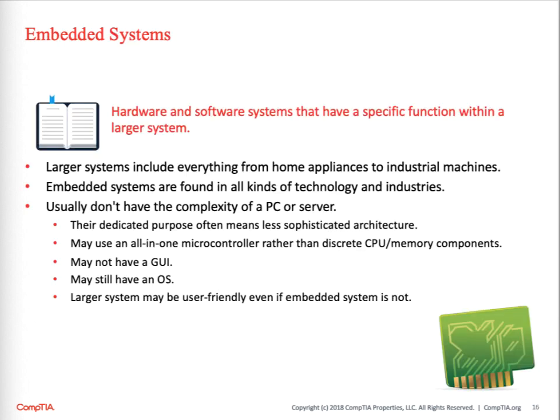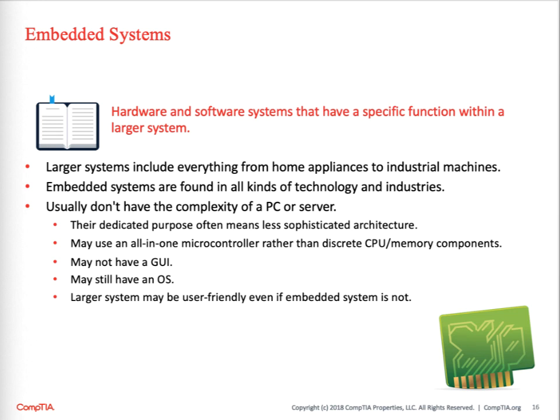Embedded systems. This is going to be our hardware and software systems that have specific functions within a larger system, right? So these systems can be stuff like home appliances, microwaves, dishwashers, or large industrial type machines, right? Embedded systems are going to be found in all different types of technologies, over all different industries. So a lot of times these embedded systems are not going to have the hardware complexity of a personal computer or a server, and because they have a dedicated function, they're going to be less sophisticated in their architecture.